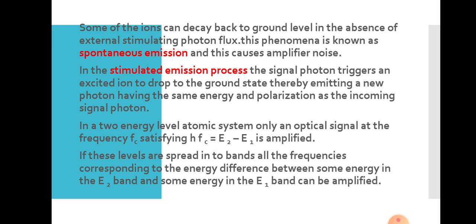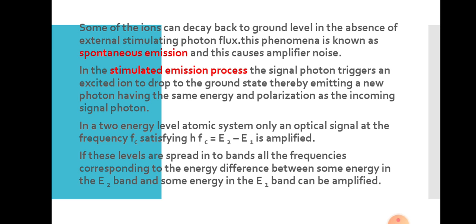And in the stimulated emission process, the signal photon triggers an excited ion to drop to the ground state, thereby emitting a new photon having the same energy and polarization as the incoming signal photon. That is the important thing. That is, in the stimulated emission process, the signal photon triggers an excited ion in the metastable state E2, and it will drop into the ground state corresponding to E1, so that it will emit a photon having the same energy and polarization as the incoming signal photon.